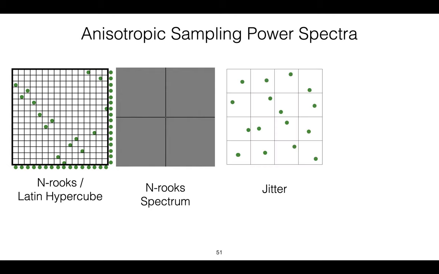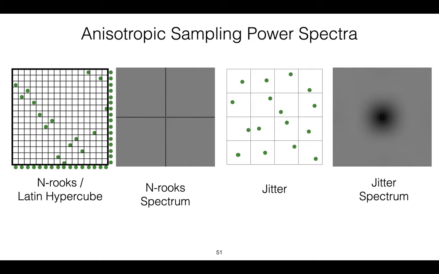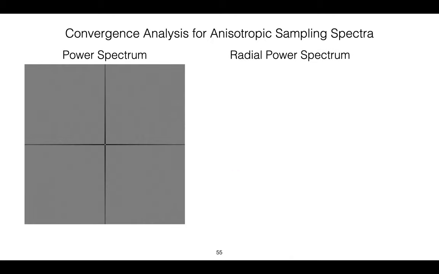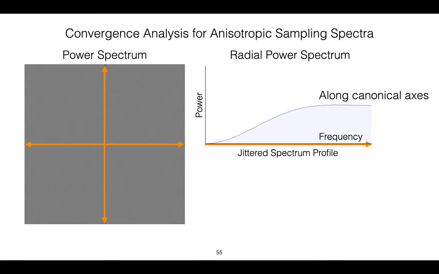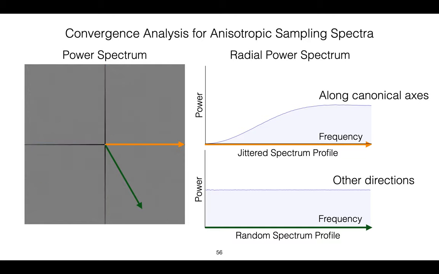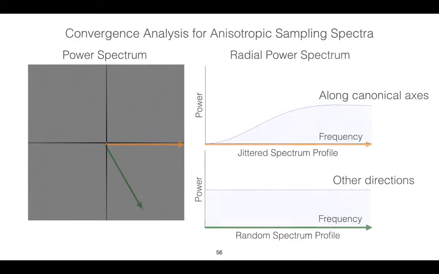For the jittered sampler, we already saw that the 2D power spectrum has this dark region in the middle. Xie and colleagues in 1993 proposed this construction where they preserve both the 1D stratification and the 2D stratification at the same time. Now, given this anisotropic power spectrum, we observe that it has the same behavior along the canonical direction, this jittered spectrum profile, and along all other directions, it has this constant profile behavior, which means that we could actually just look at these unique directions to analyze the corresponding variance convergence.